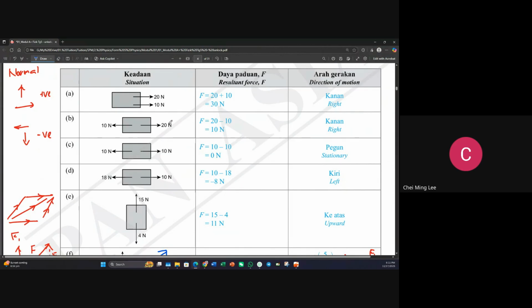Now for this one, which is higher, 20 minus 10. Actually the calculation is 20 plus negative 10. Why negative 10? Because the direction is different. So it becomes 10 Newton to the right. For this one, 10 and 10 cancel out each other, which is 0. The resultant force is 0, so it stays stationary. Now for this one, normally right is positive. So 10 plus negative 18, you get negative 8 Newton. Negative means go to the left.